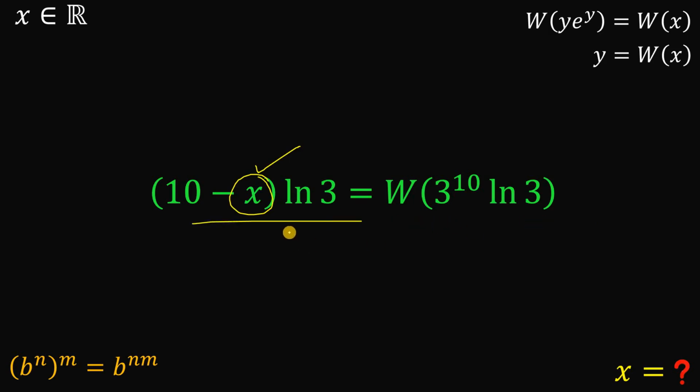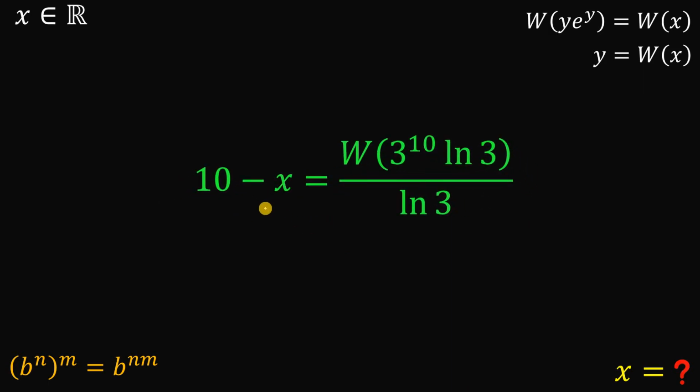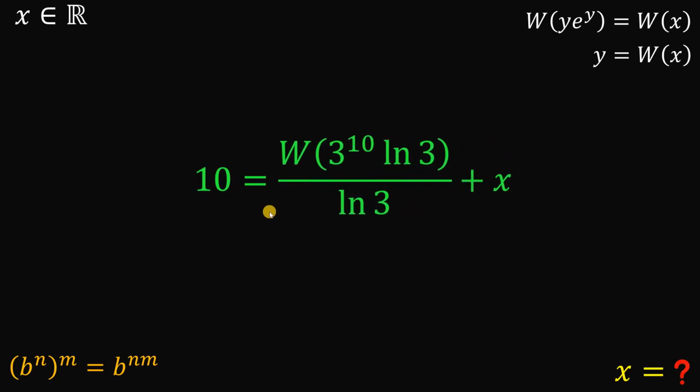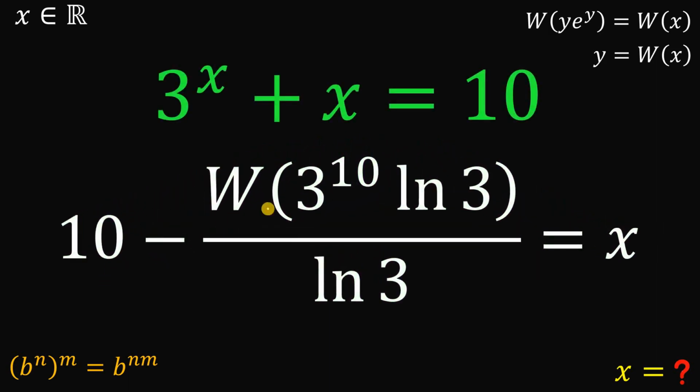First, let's divide both sides by ln of 3. And then, let's add x on both sides. Now, let's subtract both sides by Lambert W function of 3 raised to the power of 10 times ln 3, all over ln 3. And there you have it. The value of x is on your screen. We have 10 minus W of 3 raised to the power of 10 times ln 3, all over ln 3. That is the value of x that satisfies this equation.